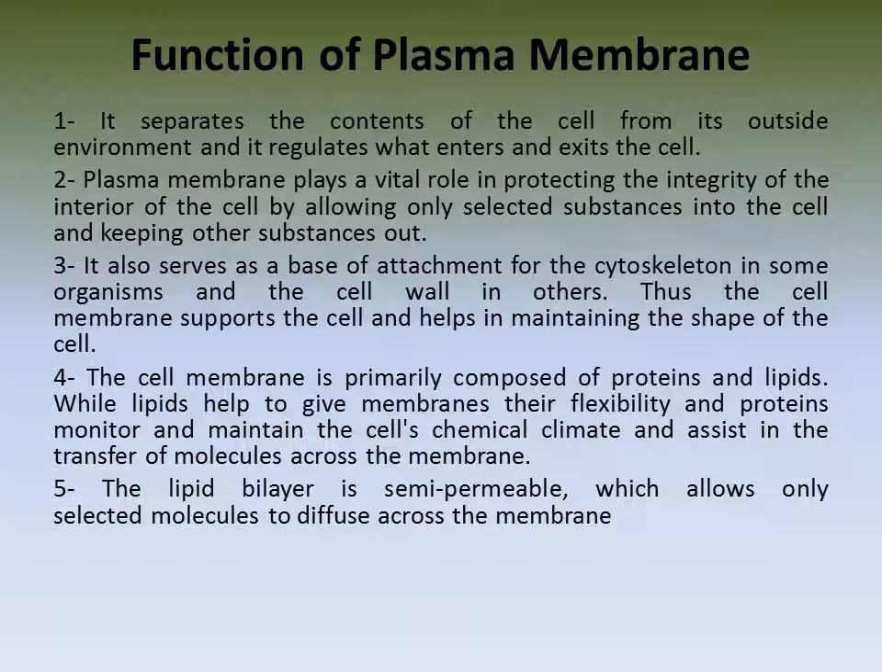Functions of the plasma membrane include: number one, it separates the contents of the cell from its outside environment, and it regulates what enters and exits the cell. Number two, the plasma membrane plays a vital role in protecting the integrity of the interior of the cell by allowing only selected substances into the cell and keeping other substances out.